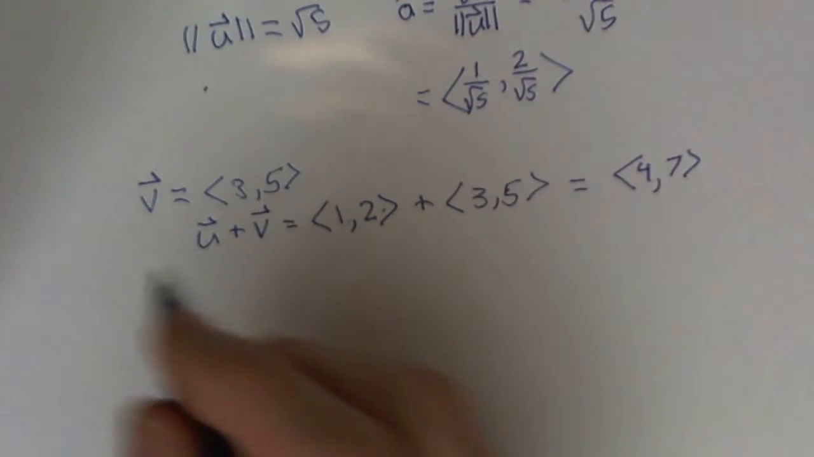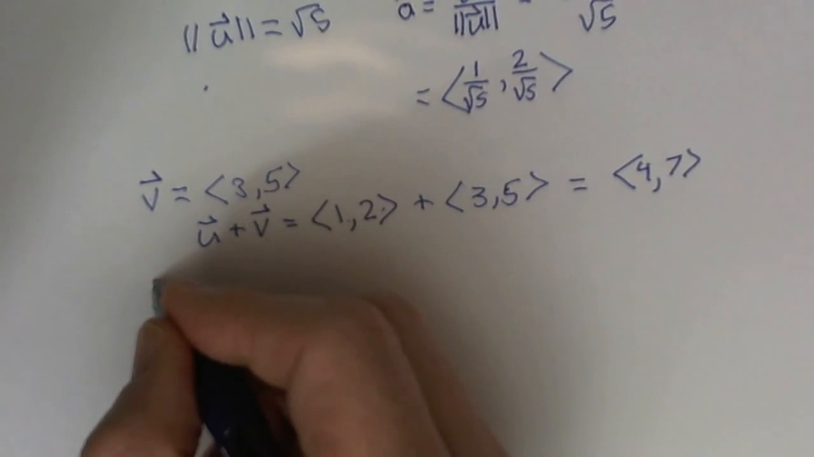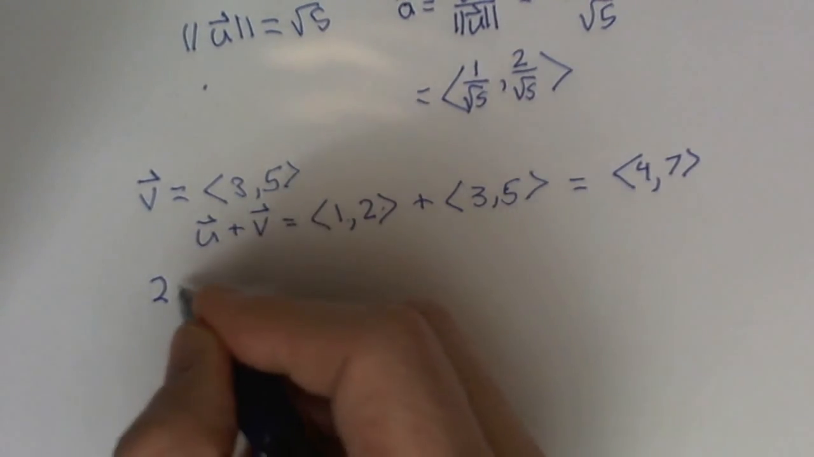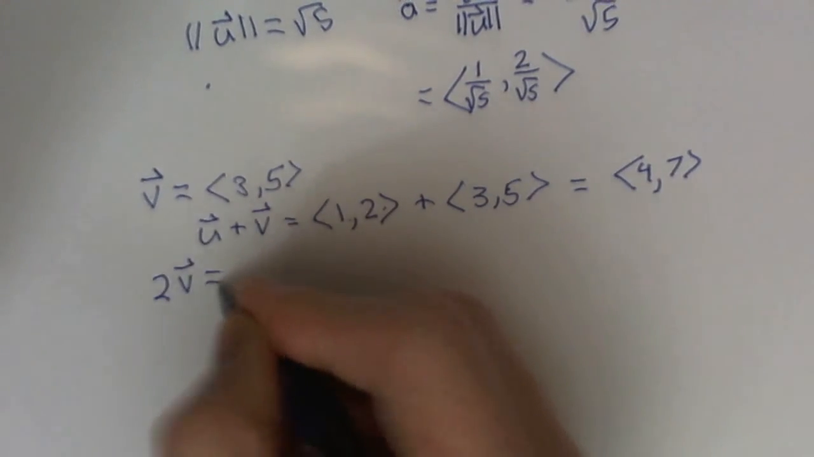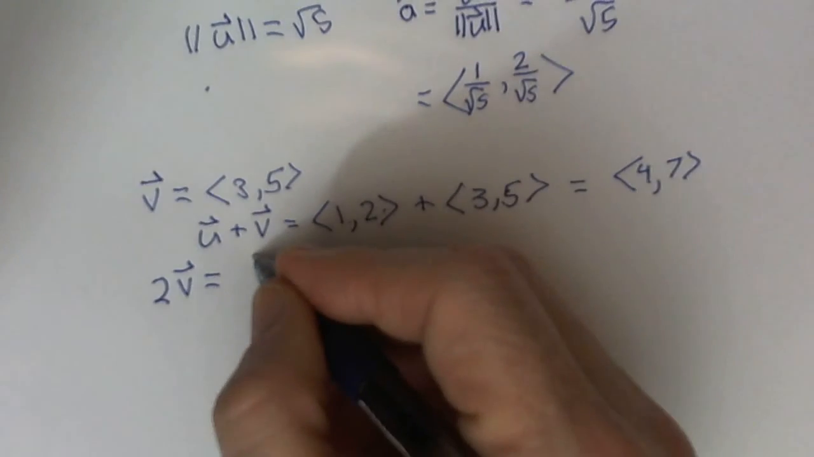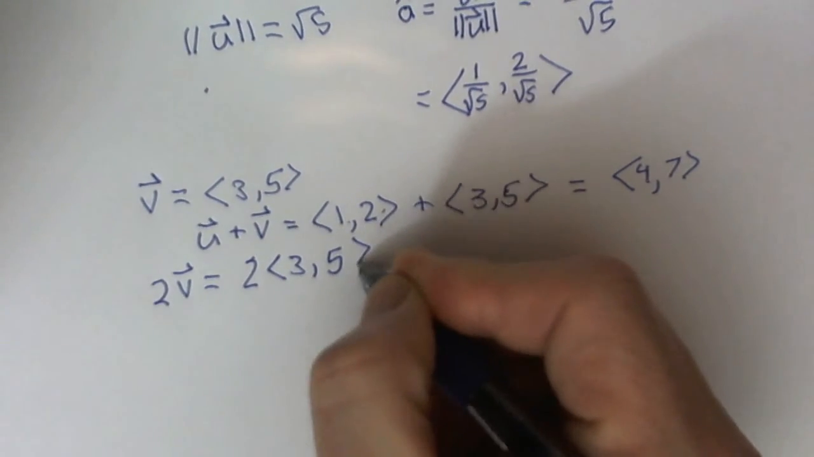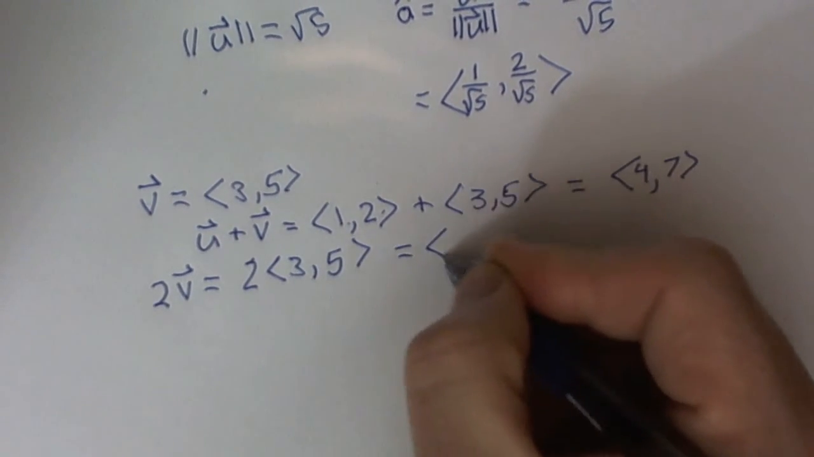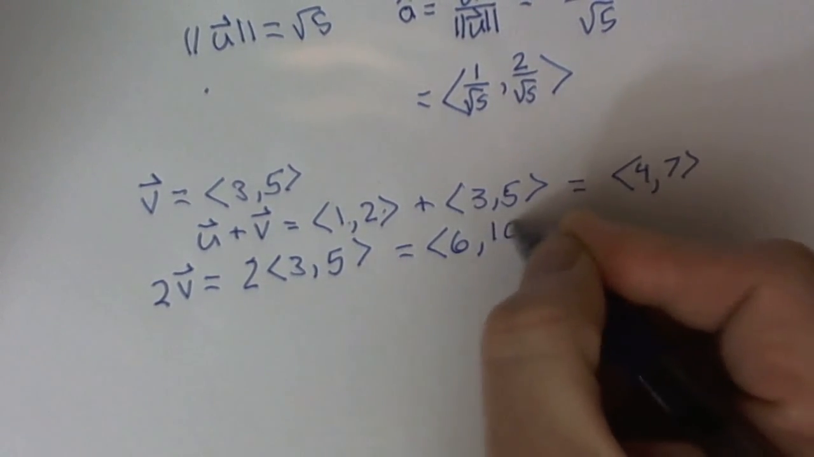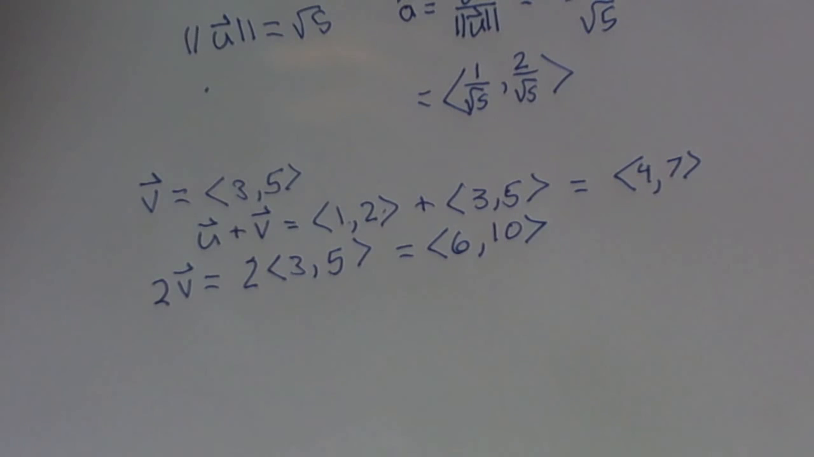Now we can also do scalar multiplication. So remember, we might have 2 times v. If we have 2 times v, well, that's going to be 2 times 3, 5. And that would be 6, 10.